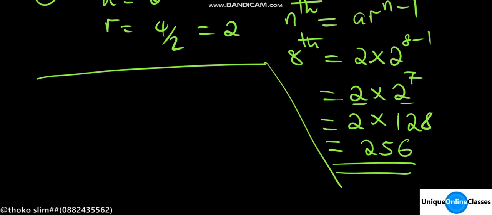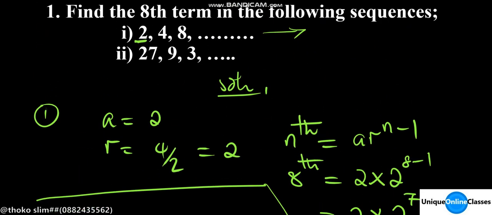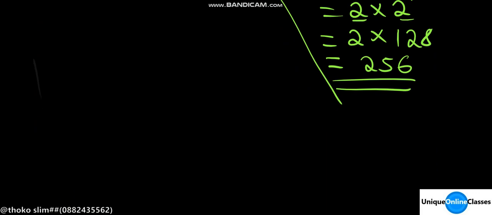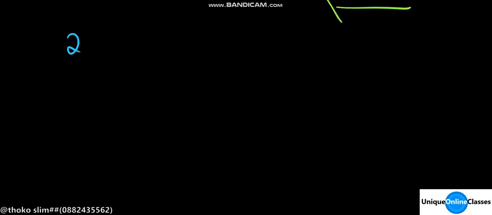The next sequence gives us 27, 9, then 3. Find term number 8.